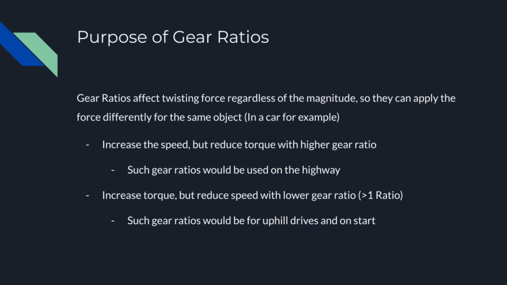Now, on the other hand, you can also increase torque while reducing your speed with lower gear ratios, often gear ratios under 1, which are called overdrive ratios for cars. And such gear ratios will be used on uphill drives where it's more important to have power over speed, or when you first start, when you have to push a car forward from no movement, therefore no added momentum. And in this case, the car can do both because it has a system to apply both forces, which we'll see in the next slide.